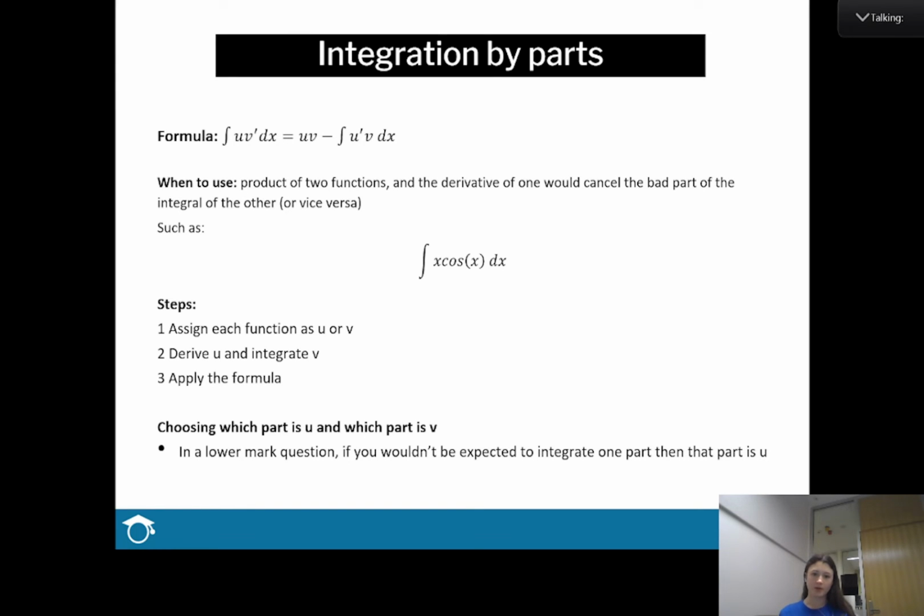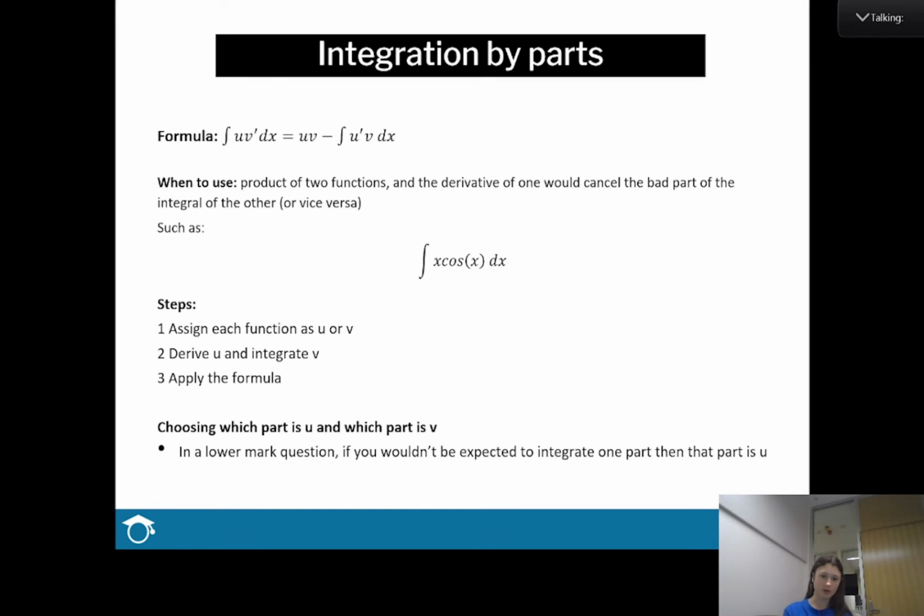What you need to look for with integration by parts, generally, but this gets harder when you have to do integration by parts multiple times or use different methods, is a product of two functions where the derivative of one of those functions would cancel the bad part, meaning the part that you wouldn't be able to integrate, of the integral of the other. That sounds like a bit of a mouthful, but we'll get to it.